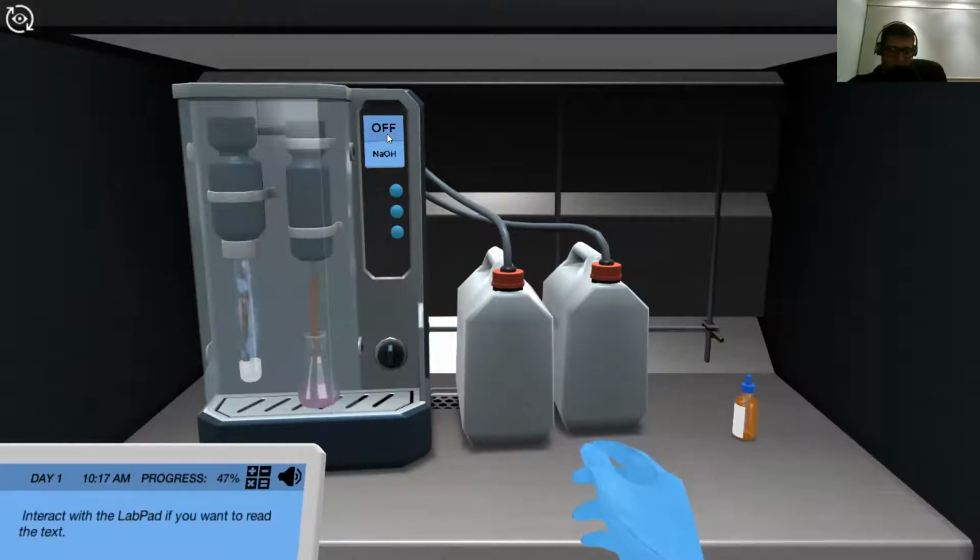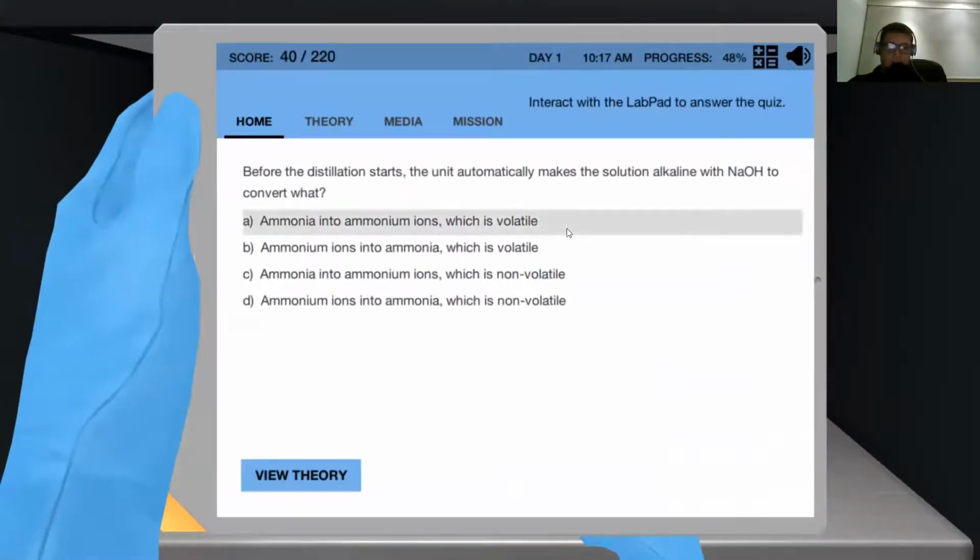Nice. While the distillation takes place, let's see if you remember what this part of the analysis does. Before the distillation starts, the unit automatically makes the solution alkaline with sodium hydroxide to convert what?